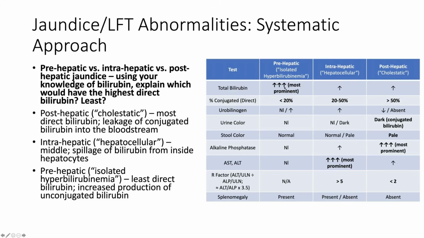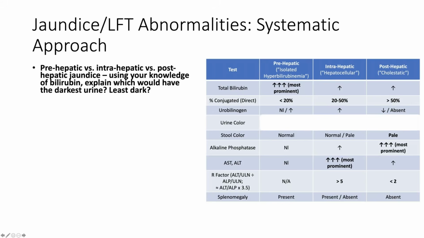This is why it's not quite as perfect of a schema as it is to say pre-renal, intrarenal, post-renal, because it gets a little messy to say pre-hepatic for things where it's a problem with conjugation. It's a problem with the liver, but it looks like the pre-hepatic. So that's why I think it's probably not quite as common, because it will not cover 100% of the situations. It is more intuitive though, which is why I included it. So pre-hepatic versus intrahepatic versus post-hepatic jaundice. Using your knowledge of bilirubin, explain which would have the darkest urine and which would be the least dark.